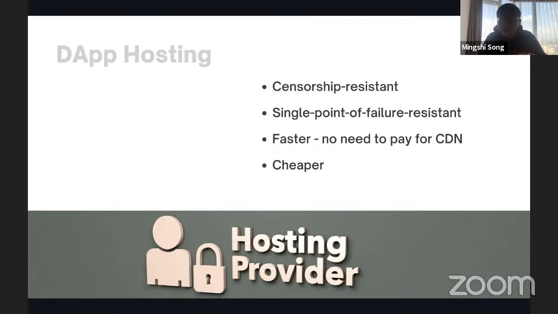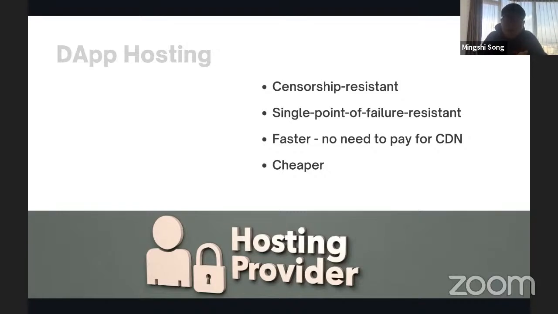Crust network is also single point of failure resistant. What does single point of failure resistant mean? If you are using centralized storage services like AWS, if one of their main servers goes down, your website or your dApp will not be accessible anymore. However, for Crust network, if one of the nodes goes down, it doesn't matter because there are other nodes on Crust network hosting your websites or your dApps.